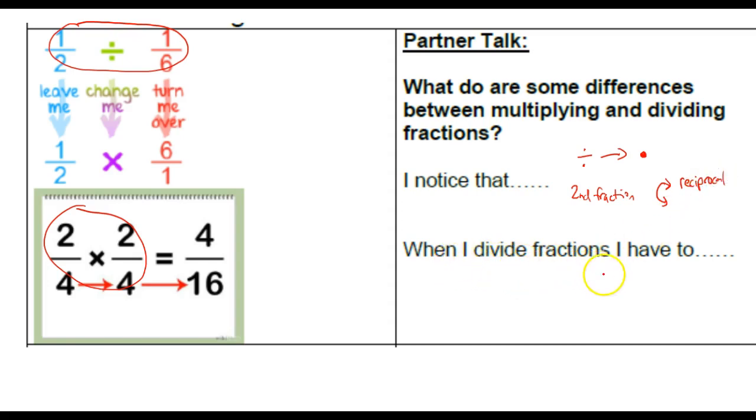So when they divide fractions, they learn that it's kind of like multiplying, but they do have to do two extra steps, which is to change dividing into multiplying, and to switch around their second fraction. So if that was, let's say, 1 over 2, that would change to 2 over 1. So that's one of the things they noticed.